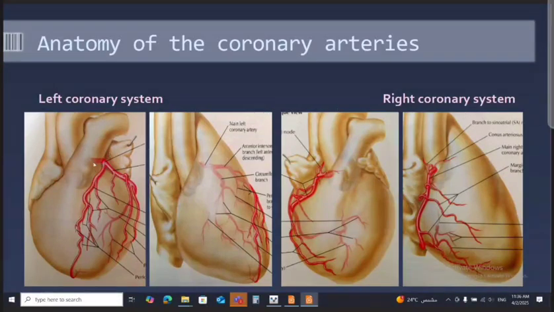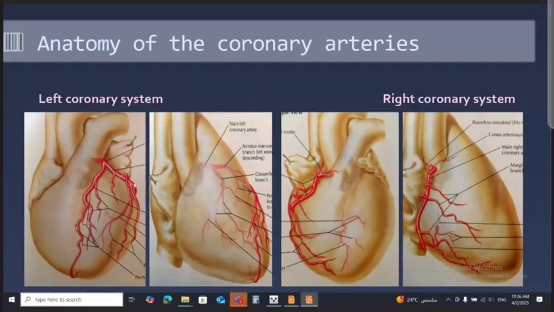The left coronary system is formed by the left main trunk, which is a short trunk arising from the left coronary sinus. The left main trunk gives no branches. It divides into the left anterior descending and the left circumflex arteries. The left anterior descending artery runs at the anterior interventricular groove between the right ventricle and the left ventricle, supplying 2 types of branches: the diagonal arteries that descend on the anterior surface of the left ventricle, supplying it, and the septal perforators that supply the upper part of the interventricular septum.